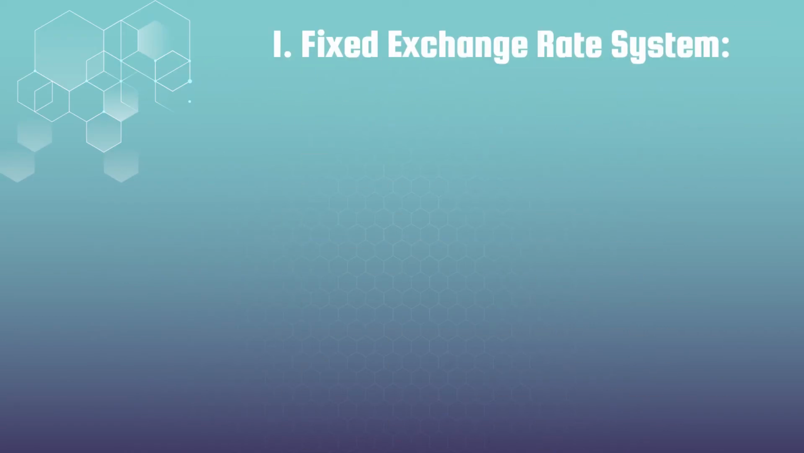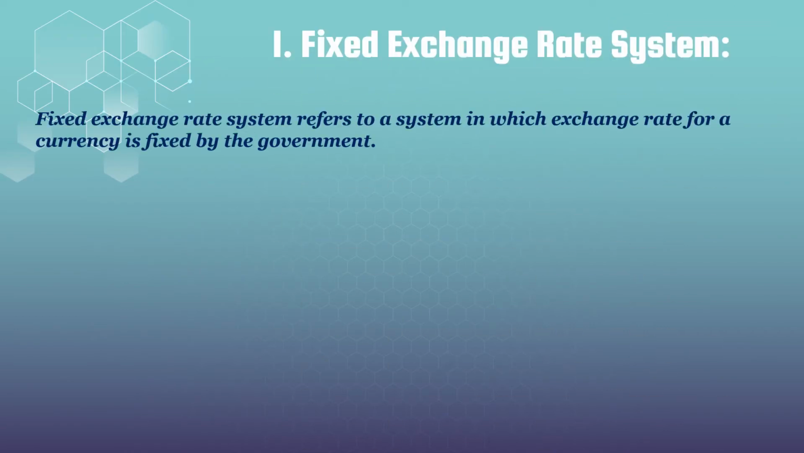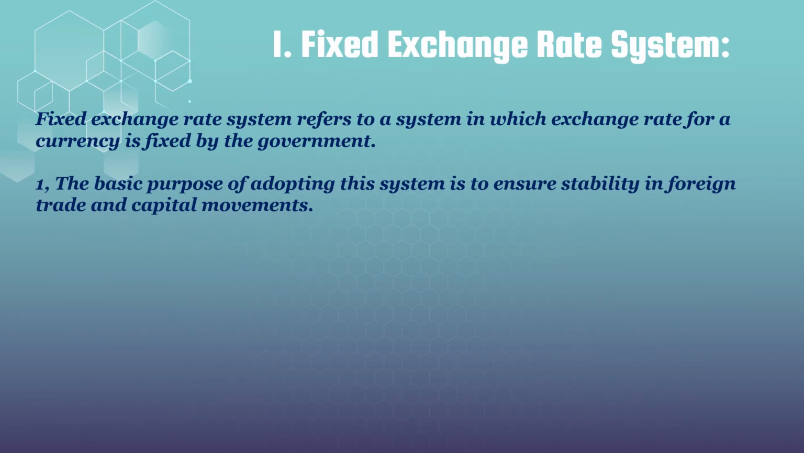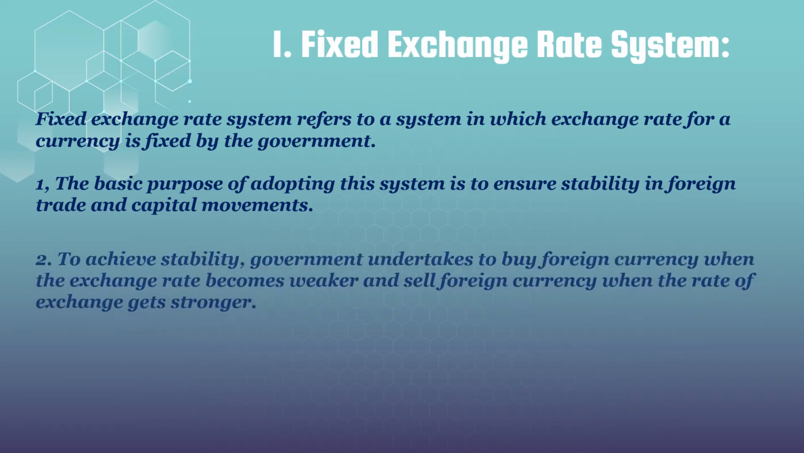Further, let's explain the fixed exchange rate system. What is the fixed exchange rate system? It refers to a system in which the exchange rate for a currency is fixed by the government, not by the market forces. The basic purpose of adopting this system is to ensure stability in foreign trade and capital movements. Why does the government fix the exchange rate? Government fixes the exchange rate in order to ensure stability in foreign trade and capital movements.